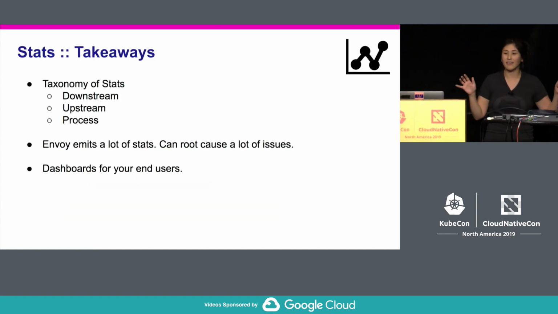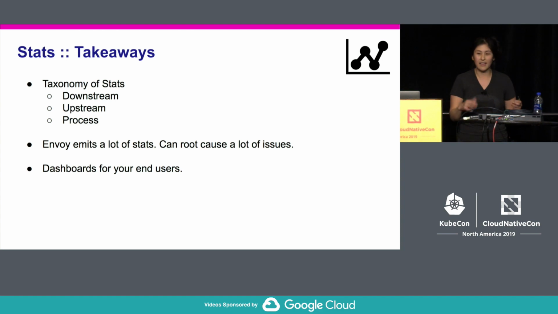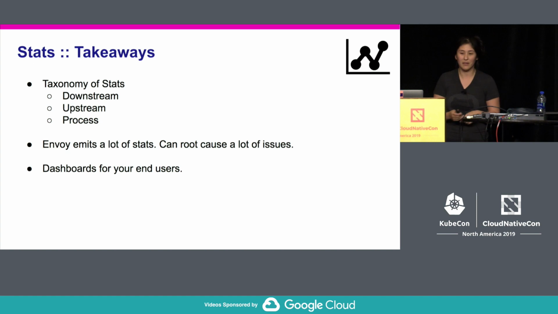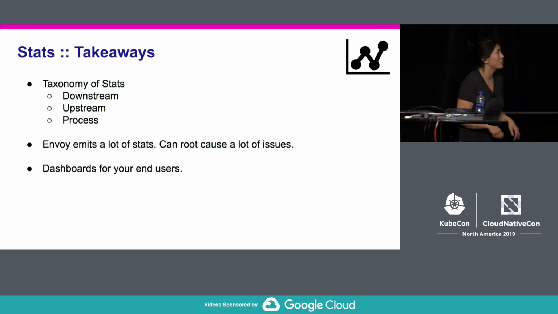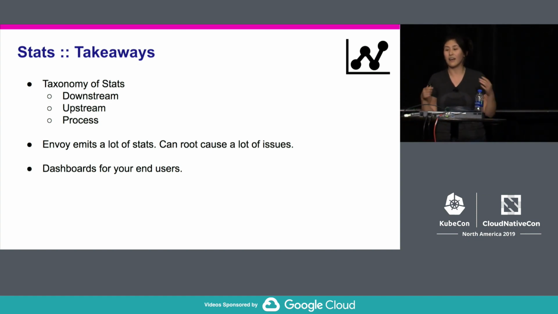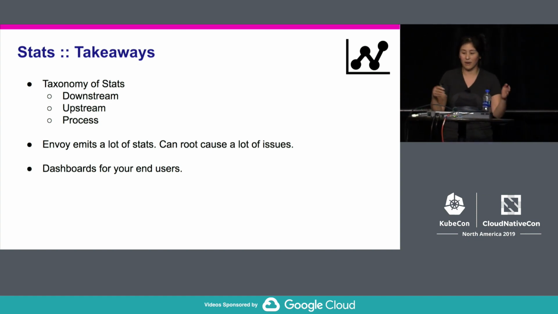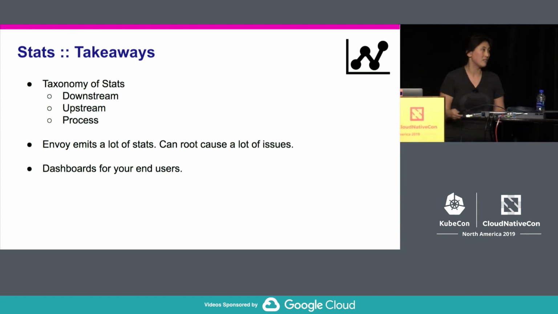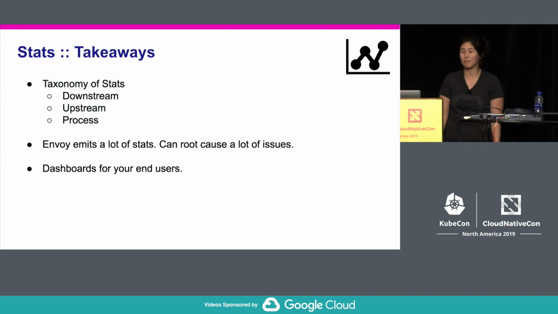So the key takeaway of the stats is that I try to organize the stats as a taxonomy to figure out what I am trying to solve, what question I'm trying to answer, and then use that to decide where to look, because there's a lot of stats in Envoy. Envoy emits a lot of stats, and you could do a lot of root cause analysis purely on stats, which is pretty amazing. But it requires you to figure out what question you're worried about. Did TLS break? Am I getting a bunch of 500s? Is my request queue backing up and my application's not responding quickly?